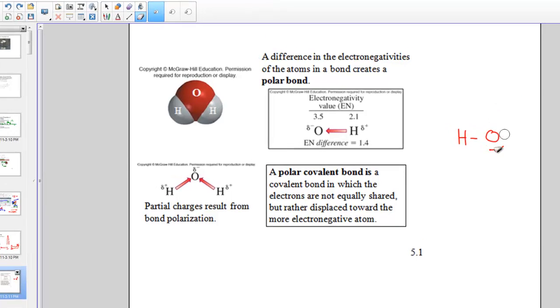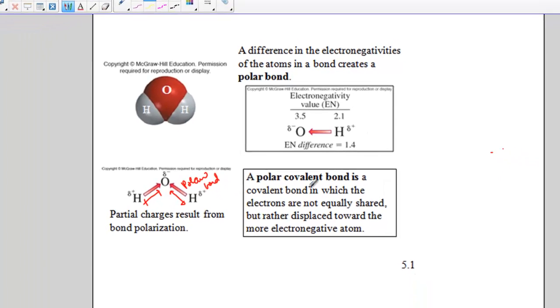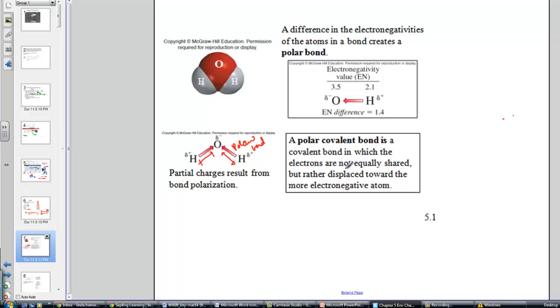When I think about the polarity of the hydrogen bond here, we have the polarity being pulled towards the oxygen, the more electronegative element. So therefore we know that this is a polar bond. A polar bond is a covalent bond in which electrons are not shared equally, but rather displaced towards the more electronegative element. When we looked up oxygen's value of 3.5 on our electronegativity chart and compared that to hydrogen's 2.1, the difference was 1.4.